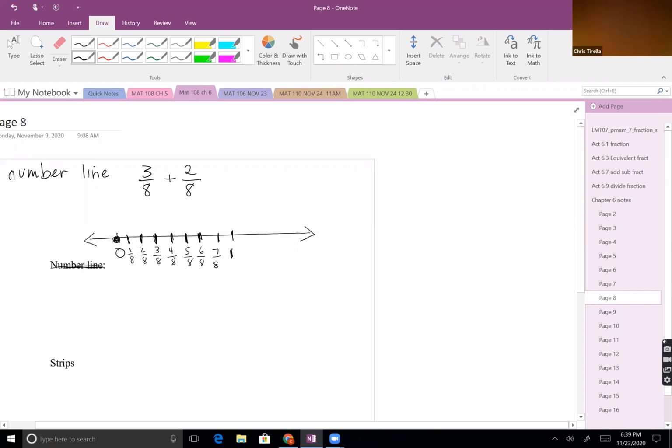We said when we add, we're going to start at 0. I'm going to have an arrow of length 3/8. And remember, when we add, we draw them head to tail, so the next tail comes off of there with a length of 2/8, and that would give us a total of 5/8.